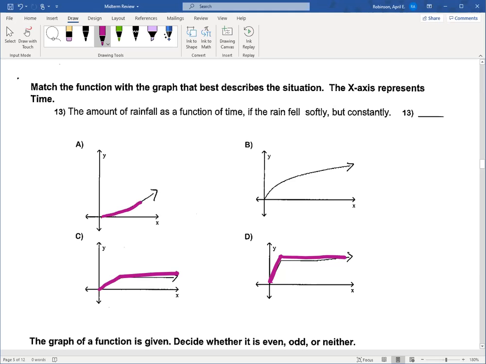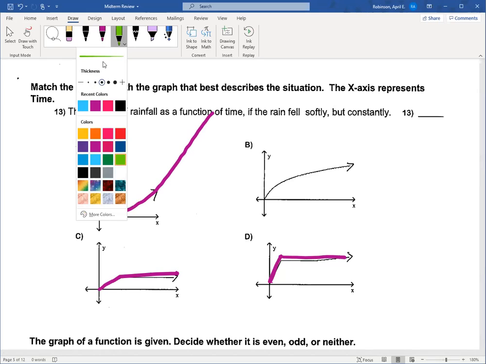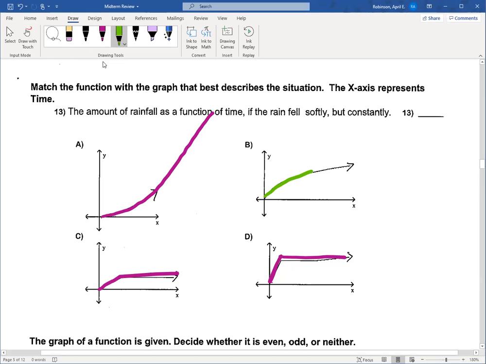This one is going up, up, up, and you can see it's curving. It's going to shoot up, which means it's going to rain harder and harder as time goes on. So the only one that really makes sense is this one, because it's kind of a slow increase. Very slow. And also my answer key says B, so that makes sense to me. Softly but constantly.